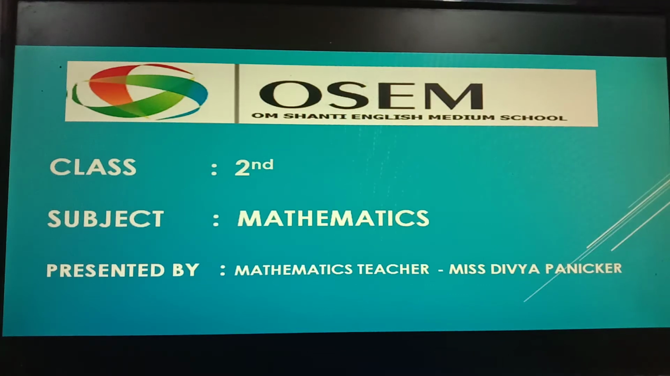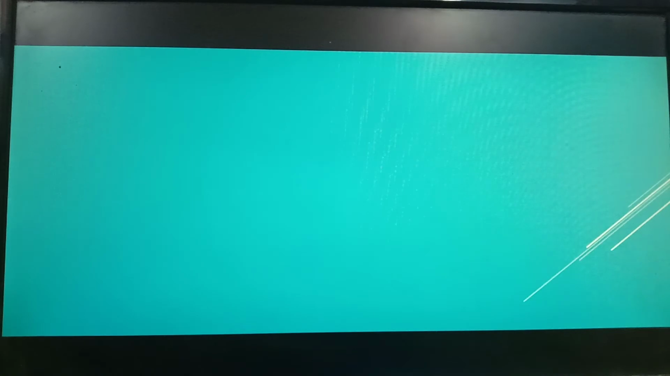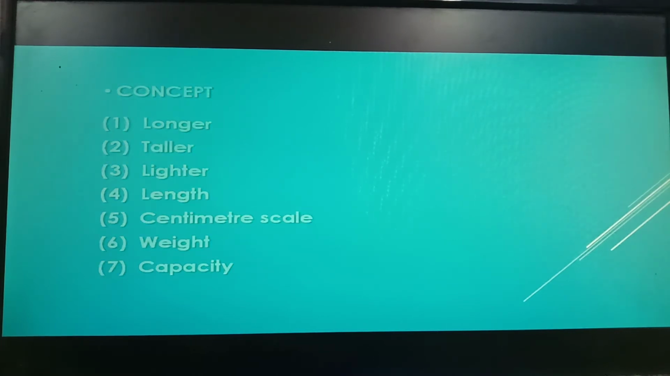Awesome CBSE English Medium School Morbi, Class 2nd, Subject Mathematics, presented by Mathematics teacher Ms. Divya Panikar. Here we are going to study Unit 9 Measurement. Concepts are first longer, second taller, third lighter, fourth length, fifth centimeter scale, sixth weight, seventh capacity.